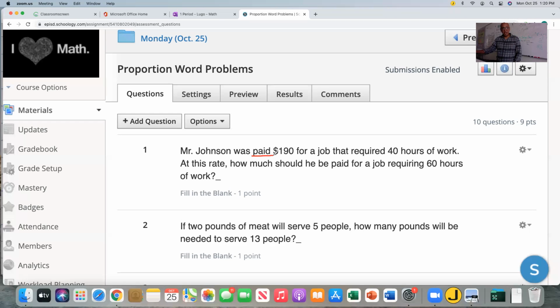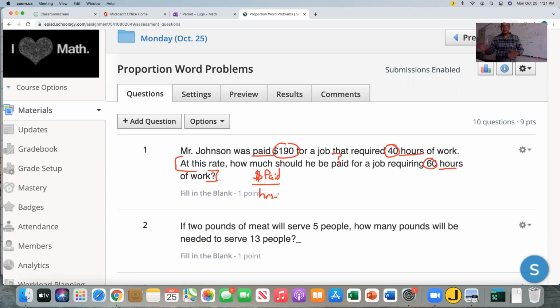So Mr. Johnson was paid $190 for a job that required 40 hours of work. Question, at this rate, how much should he be paid? So again, we have the word paid again for a job requiring 60 hours. So what are the two things that we're comparing? Well, let's look at the important information. 190 is what was paid. 40 hours of work. Ladies and gentlemen, it seems to me that we're comparing the amount of money paid to the amount of hours worked. Amount of money paid to the amount of hours worked.